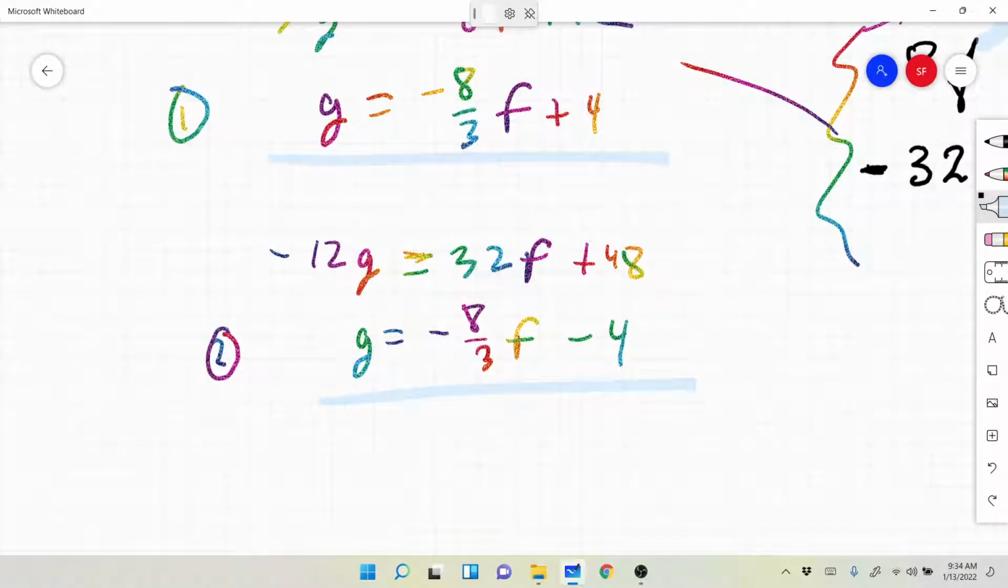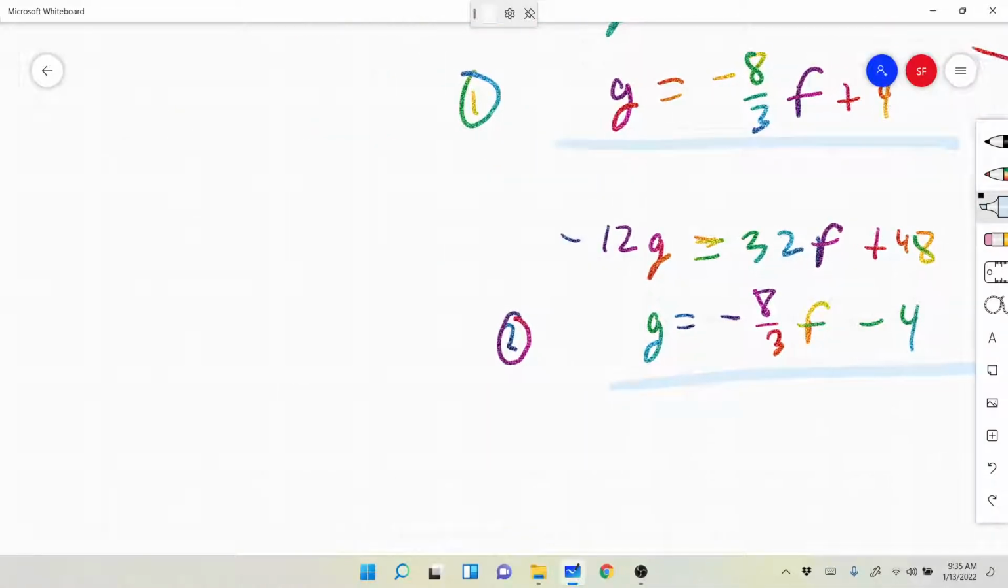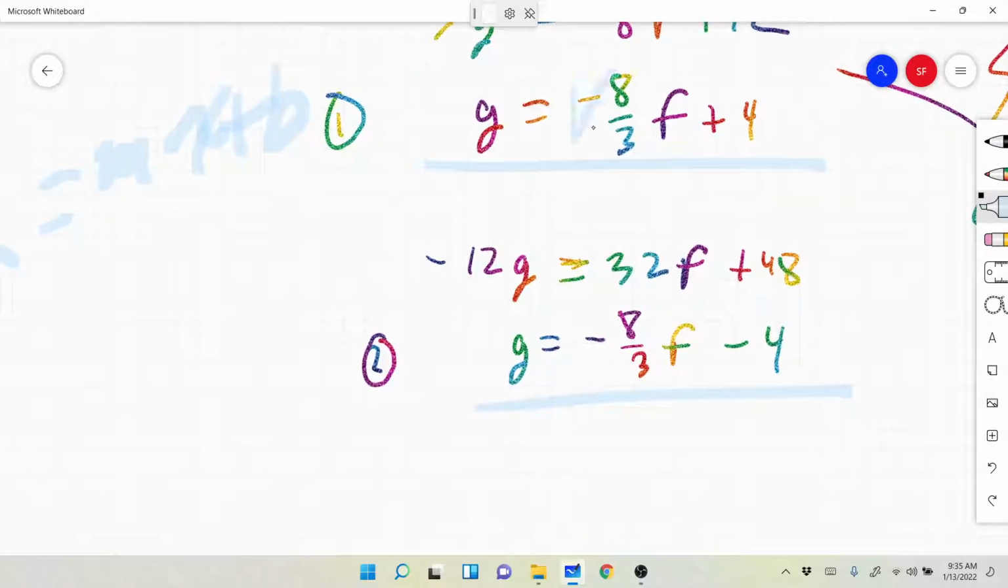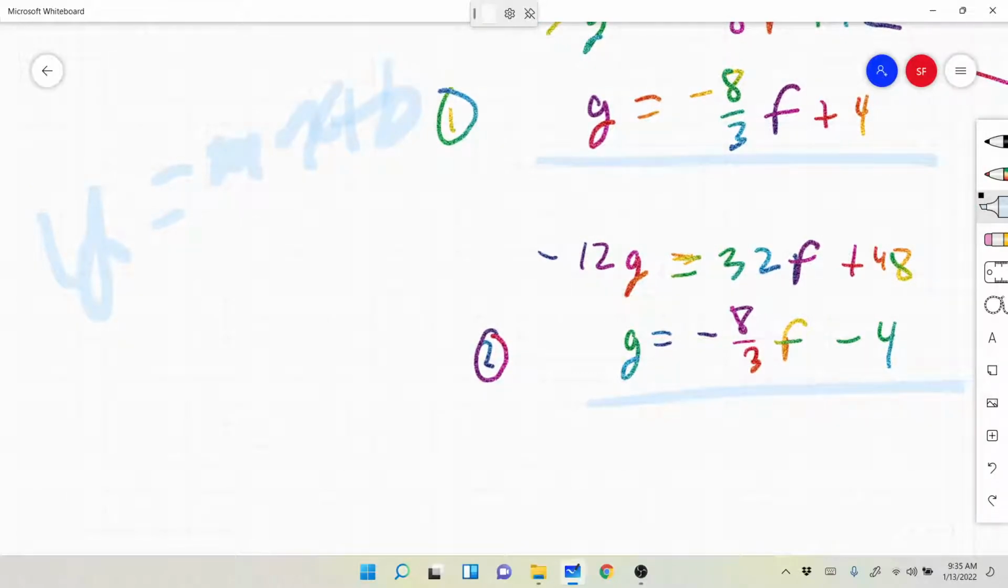Something is the same about them. What is the same about them? Let me give you a hint. What is this? B? No, it's M. What is M? Y'all remember? The slope. There we go, that's what I'm looking for. So these two lines have the same slope.